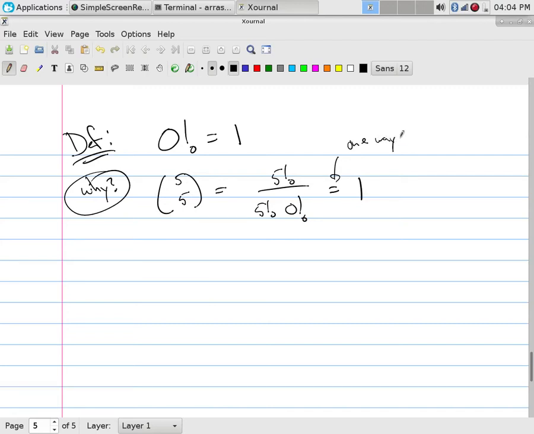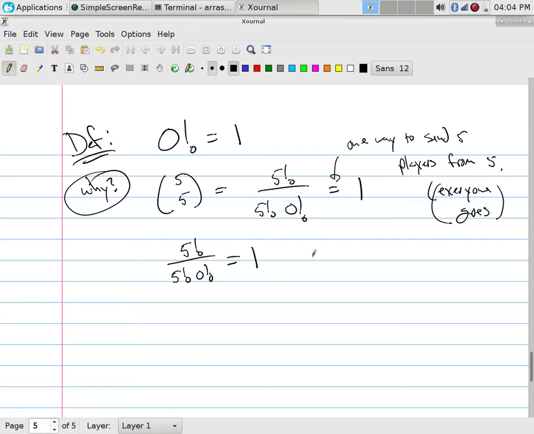There's only one way to send 5 players from 5. It is simply everyone goes. That's it. Everyone is going to go on this particular problem, so I know it's 1. So now I have 5 factorial divided by 5 factorial, 0 factorial, which must be 1, because I know that just happens. Well, the 5 factorials cancel, so that tells me that 1 over 0 factorial equals 1. The only way for this to happen is that 0 factorial is simply 1.